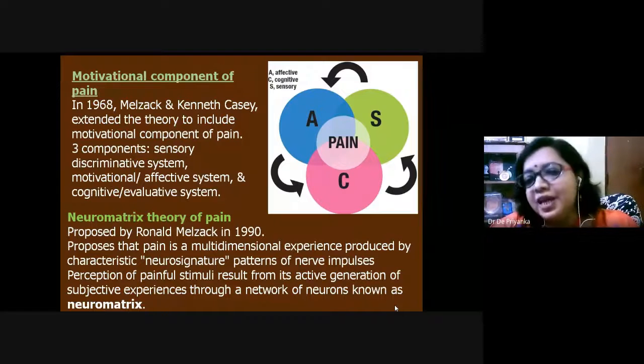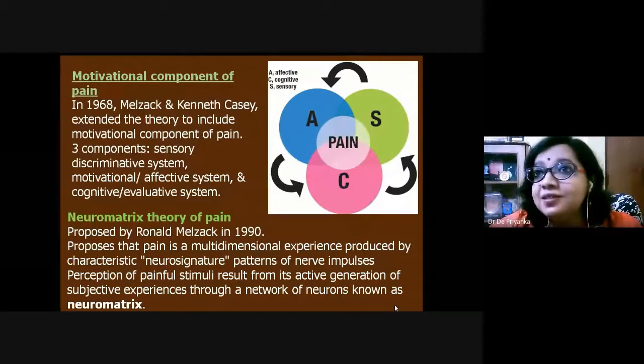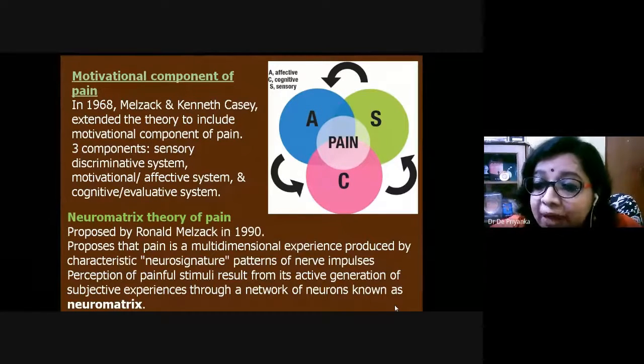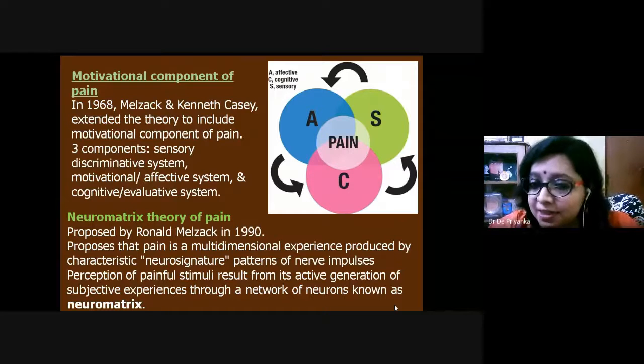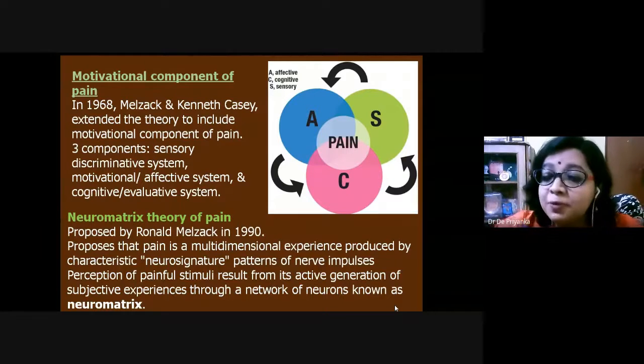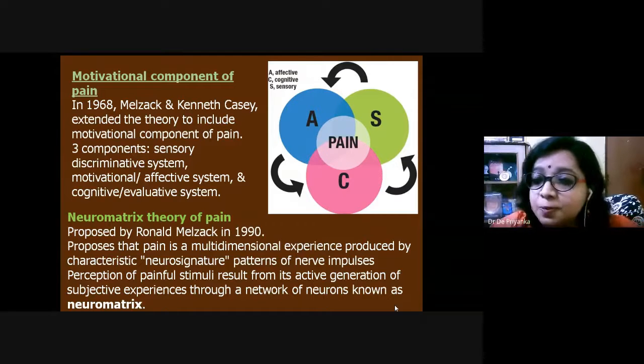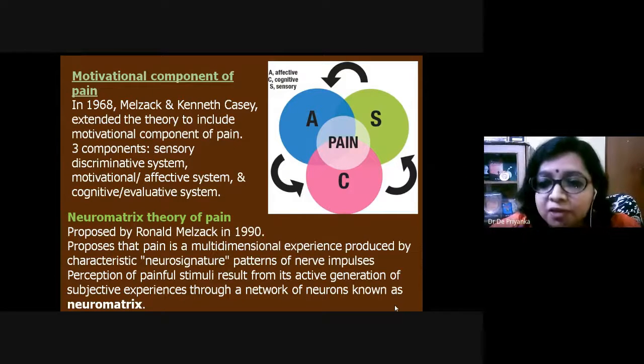And he mentioned that pain should be considered as a multi-dimensional experience produced by a particular neurosignature pattern of nerve impulses, and the perception of the painful stimuli results from the active generation of subjective experience through a group of neurons, a matrix of neurons, which is called the neuromatrix.